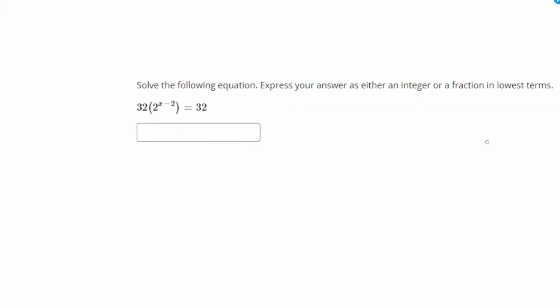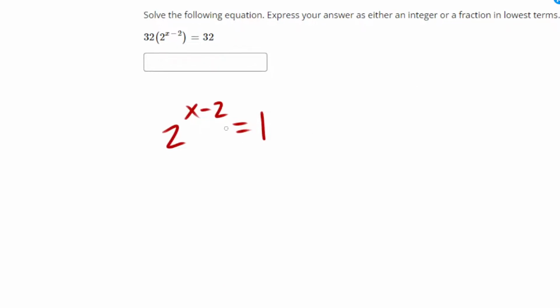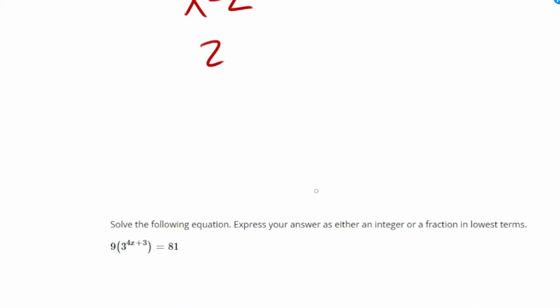Basically, we're just going to be doing the things that we know. So we are dividing both sides by 32 to get x. We want to get x by itself. So we'll divide both sides by 32, which gives 2 to the x minus 2 equals 1. Now, if you remember, the way that we can get 1 is if we have 2 to the 0, or anything to the 0. So we need to turn x minus 2 into 0. How do you do that? Well, 2 minus 2 equals 0. So your answer will be 2.